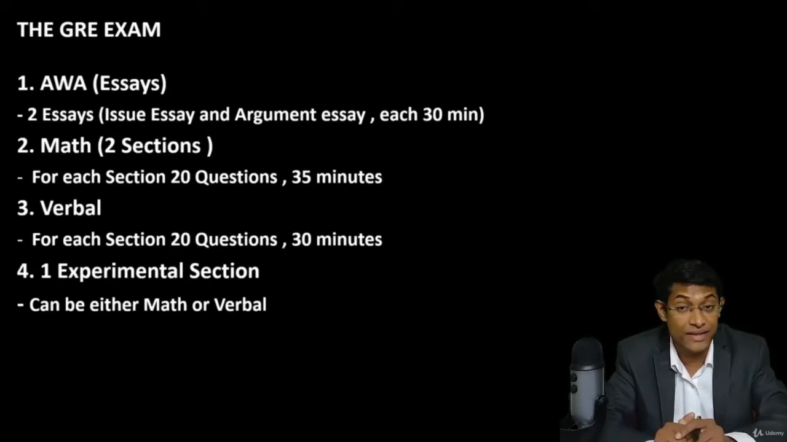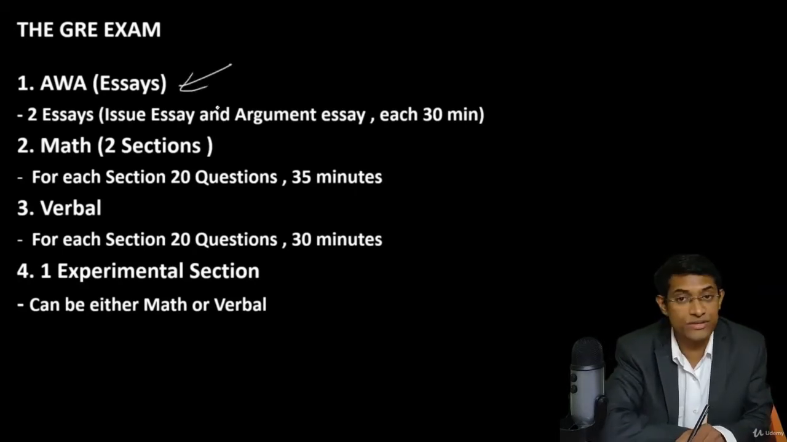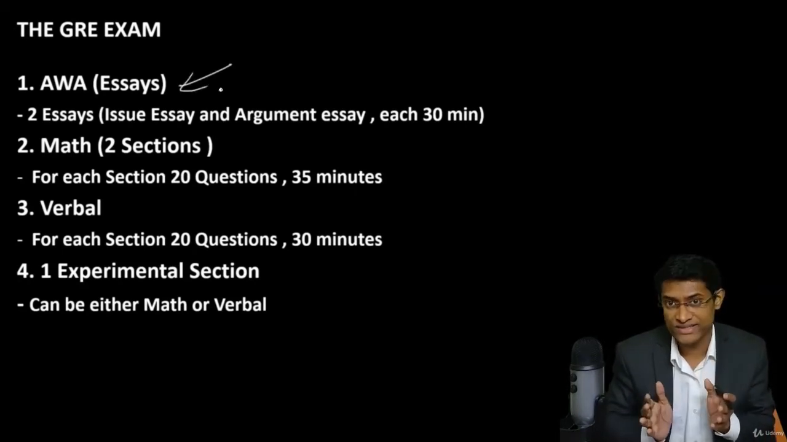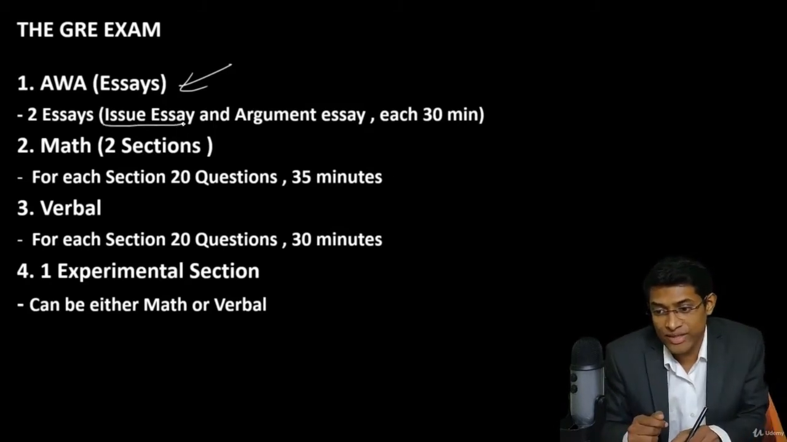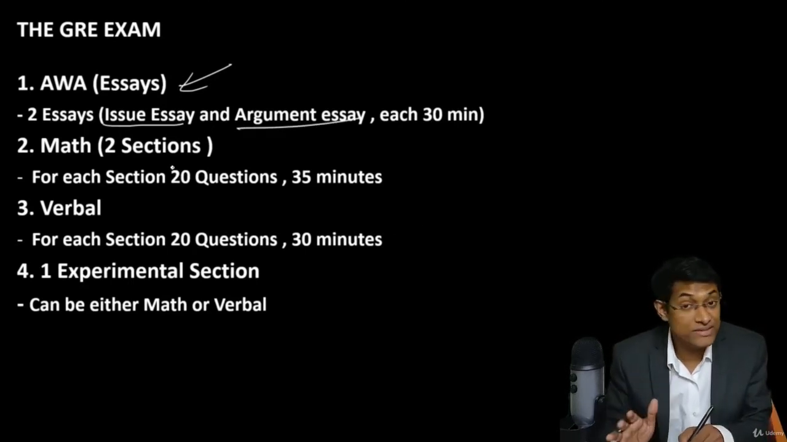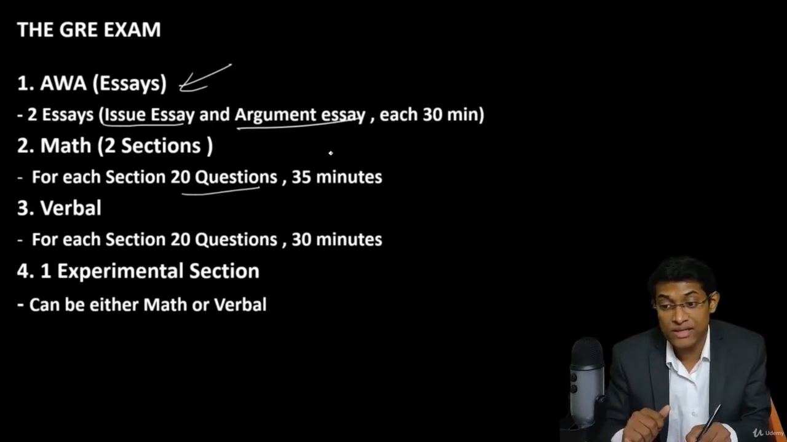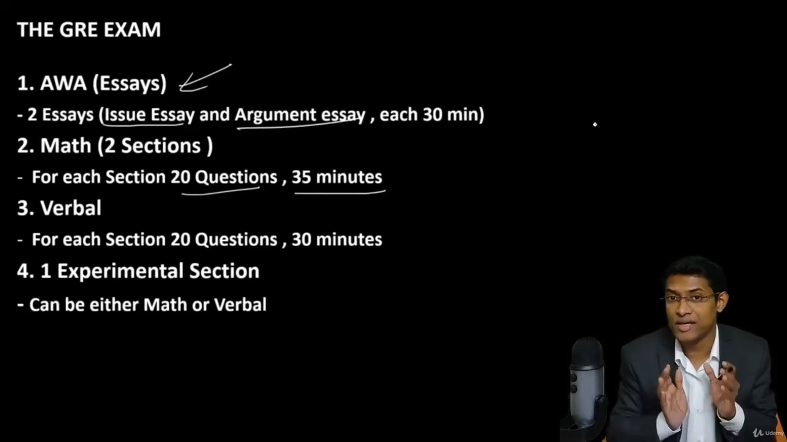Alright, let's get started by analyzing the GRE. What are the various sections that you can expect in the GRE? The GRE has the AWA section where you will be asked to write 2 essays and you will get 30 minutes for each essay. Now the first essay will be an issue essay and the second one would be an argument essay. You also get 2 math sections, and for each section you will have 20 questions, and in each section you will get 35 minutes. So you are getting approximately 1 minute and 45 seconds per question.